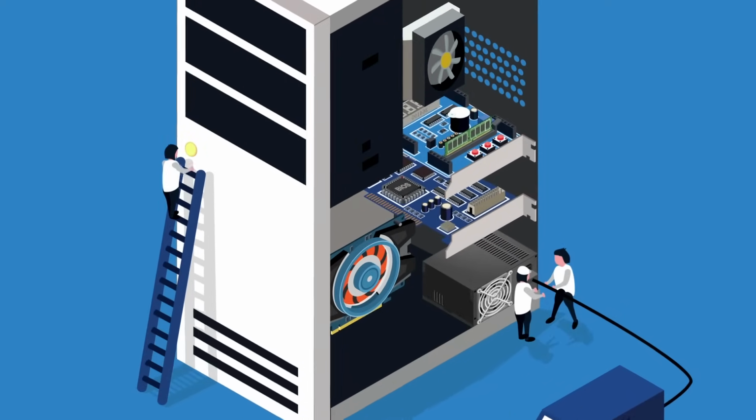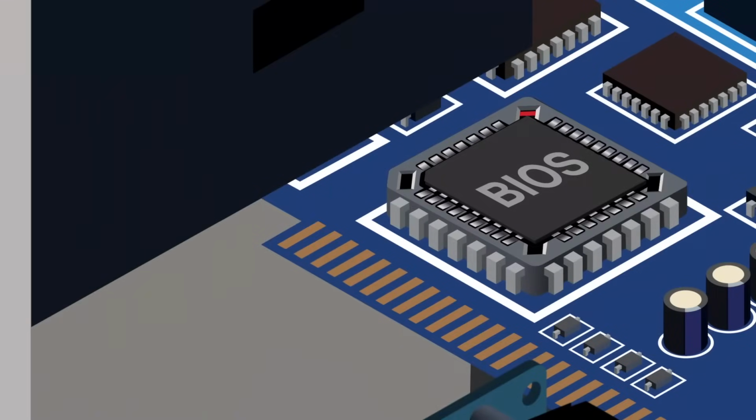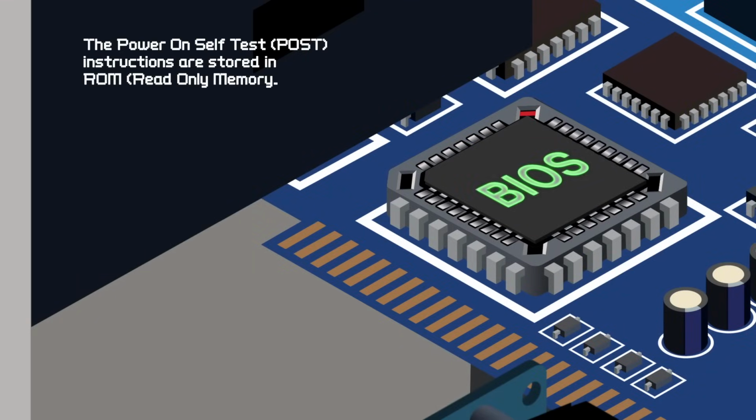When you turn on your computer, the power supply sends power to the motherboard, which in turn activates the boot process. The Power-On Self-Test, or POST, instructions are stored in a ROM, a read-only memory chip, as part of the BIOS, or the Basic Input-Output System. The POST runs through a series of tests to make sure everything is working.